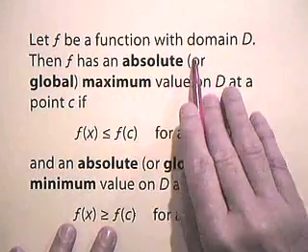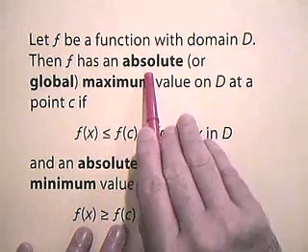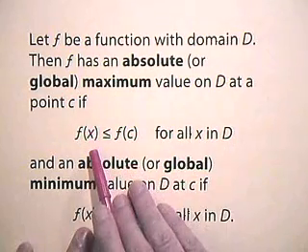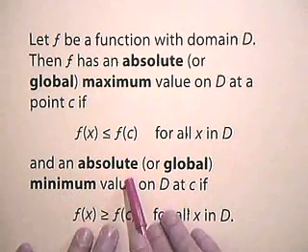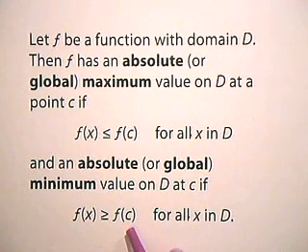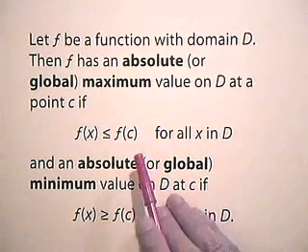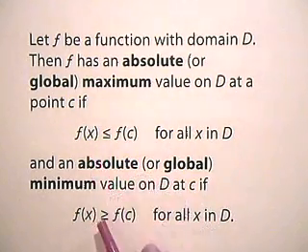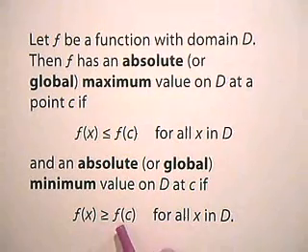Let f be a function with domain D. Then f has an absolute or global maximum value on D at a point c if f(x) is less than or equal to f(c) for all x in D, and an absolute or global minimum value on D at c if f(x) is greater than or equal to f(c) for all x in D. So in other words, for the global or absolute maximum, f(c) is the largest value. And for the global or absolute minimum, f(c) is simply the smallest value.